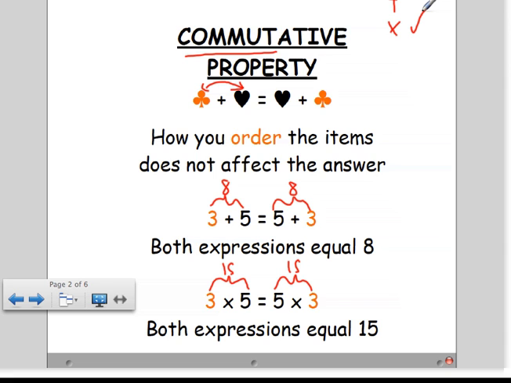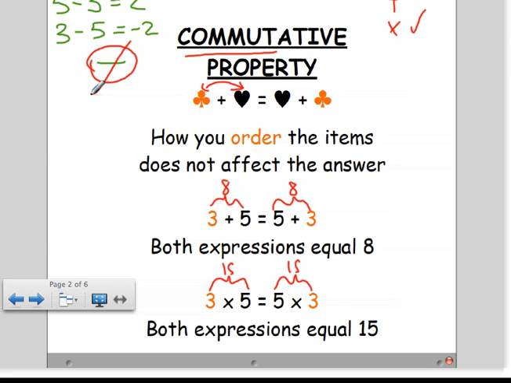I want you to see that this does not work for subtraction. If I have 5 minus 3, well, that equals 2. But if I switch the order and do 3 minus 5, that equals negative 2. So the commutative property does not work for subtraction.